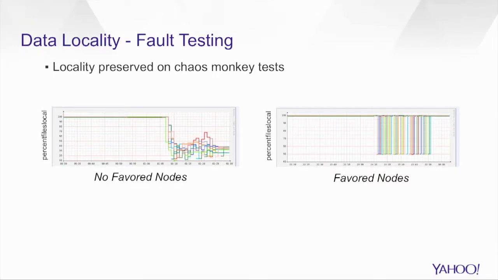Now what happens if you have favored nodes? The locality stays at 100%. It never goes down. The balancer only assigns to a favored node, and hence you always have 100% locality. The only dips you see here are due to the metric system.